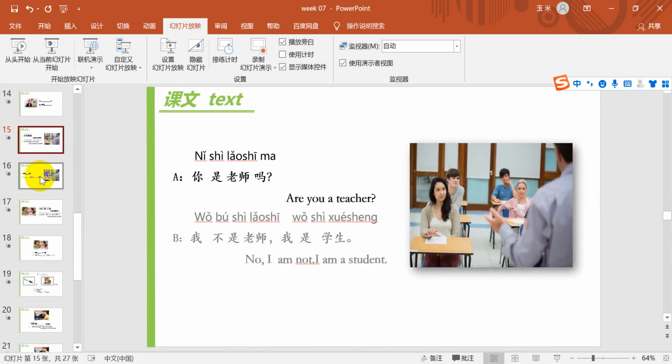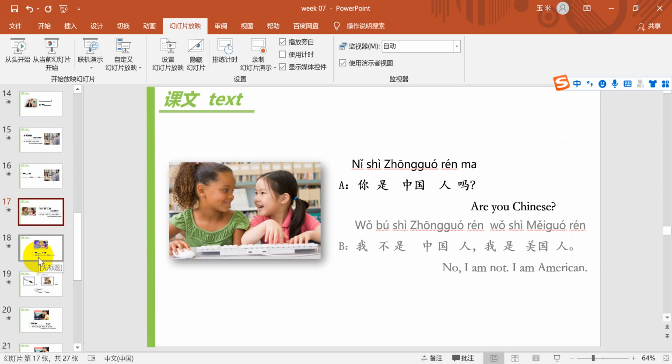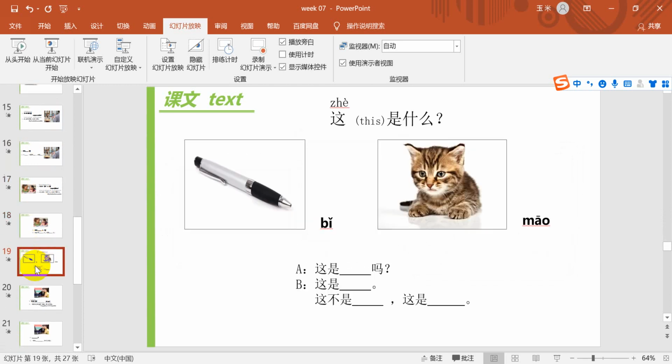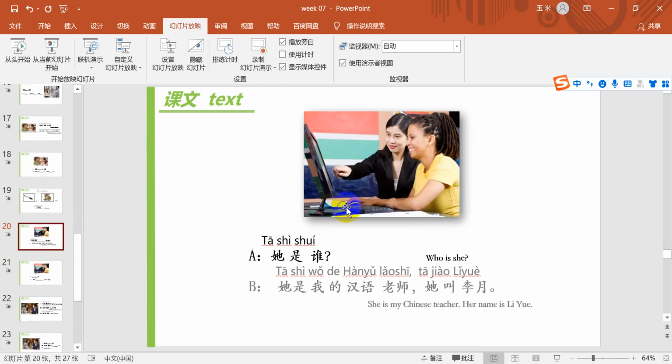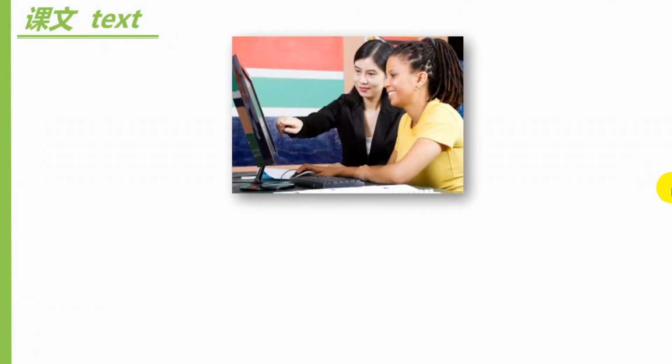We will review the word 谁. Now, did you remember? If we want to ask who is he or who is she, another word. 他是谁? 他是谁? 那他是谁? Who is she?